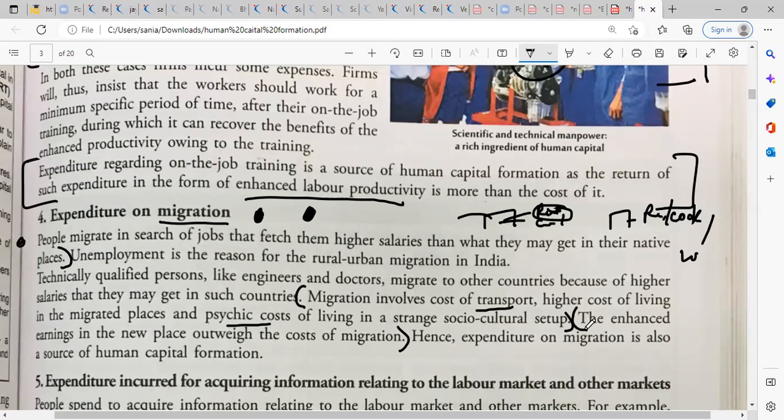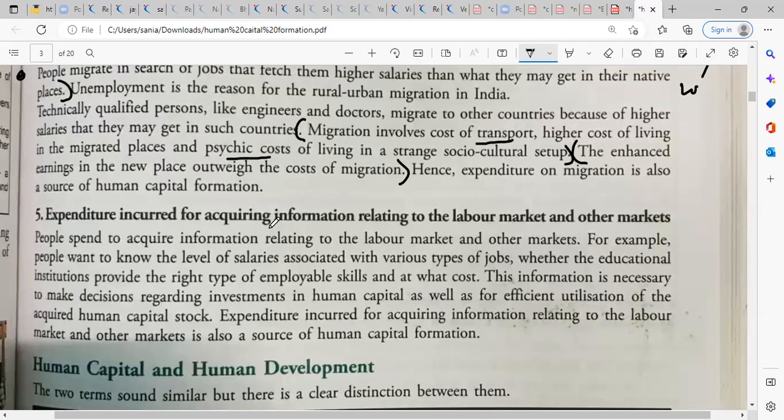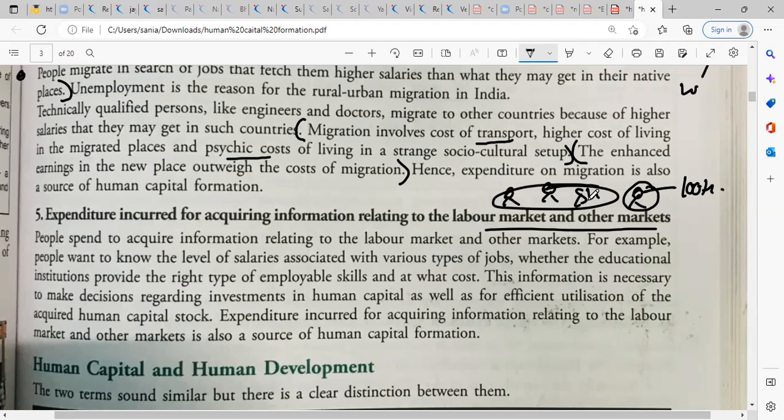Yes, ma'am. Okay. Now, expenditure incurred on acquiring information relating to the labor market and other markets. Very, very important. See, for example, you are a doctor. In childhood, when we ask the children, what do you want to become? They say, Mama, I want to become a doctor, engineer. Why? Because they are also aware that doctors earn well. Why don't they say that I will be a vendor, an ice seller, a shopkeeper? Why don't they tell you these words? Because they know a doctor will earn 100 times more than other professionals, right?